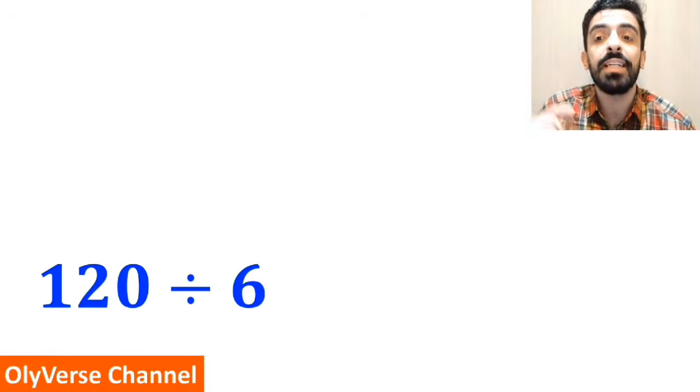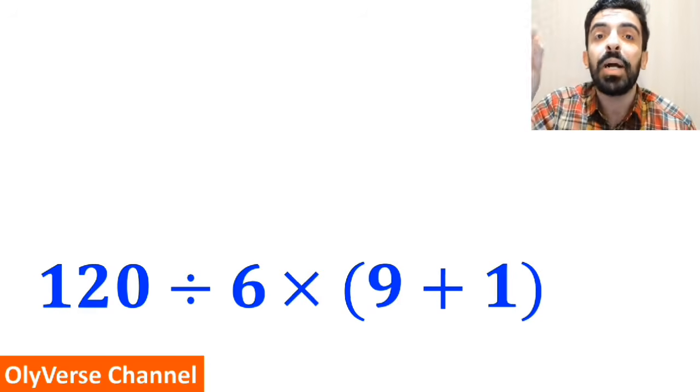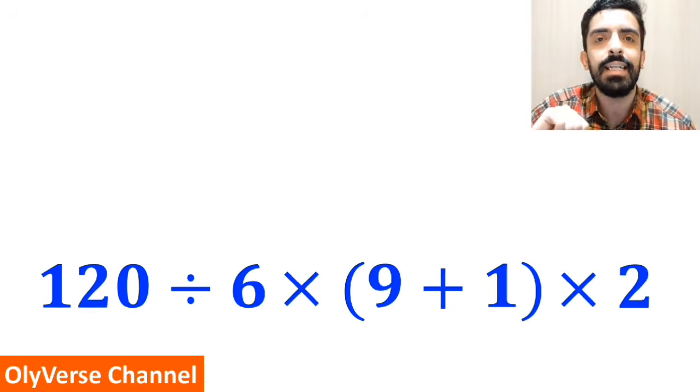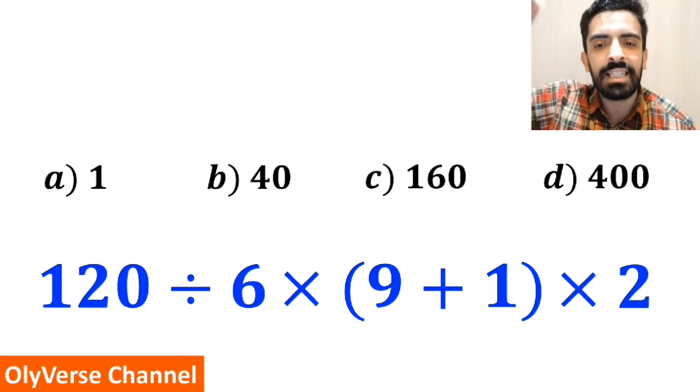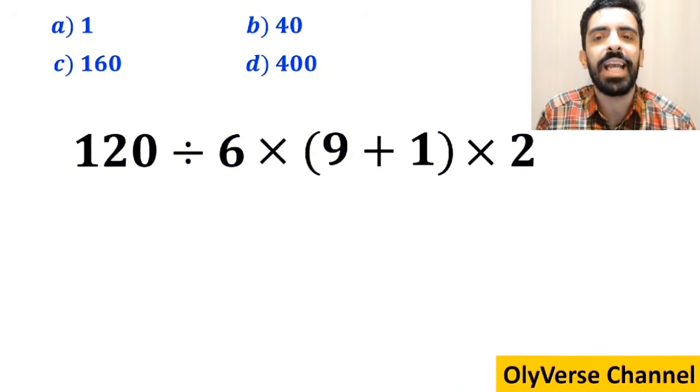What is the value of the expression 120 divided by 6 multiplied by (9 plus 1) and multiplied by 2? Which option do you think is the correct answer to this question? Let's dive in and break it down step by step together.